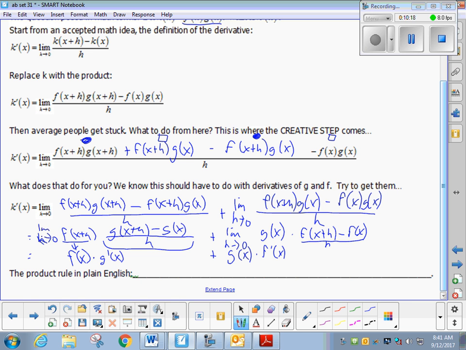You just made the product rule. To get a product derivative, you don't just take the derivative of each piece. It's actually first times the derivative of the second plus second times the derivative of the first.